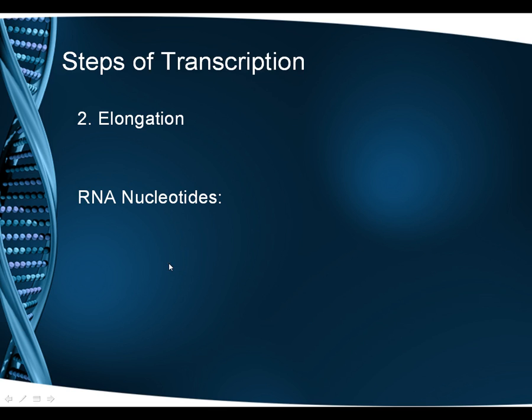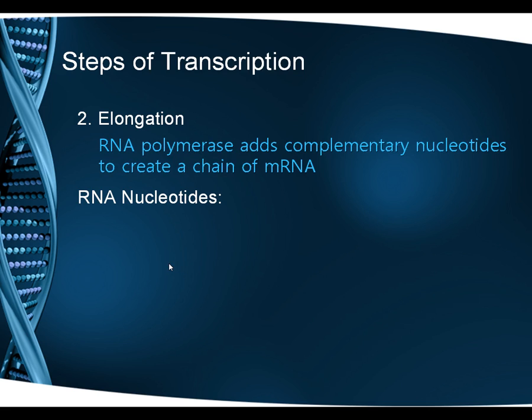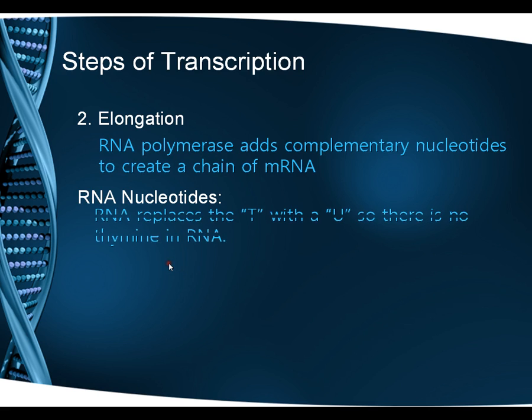Step 2 is elongation. This is where the individual nucleotides are added to create the long strand of RNA. Remember, RNA nucleotides replace the T with a U. Remember, there is no T in RNA.